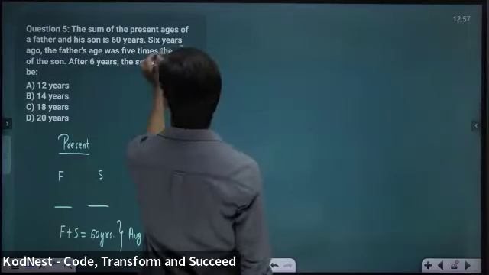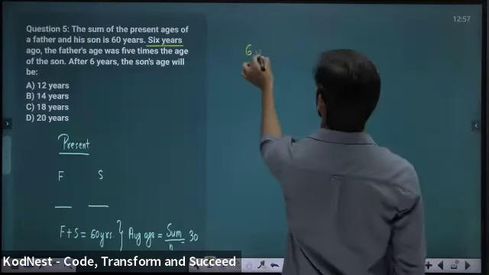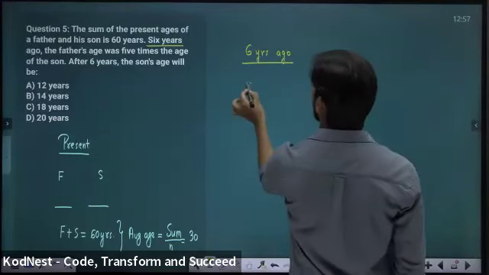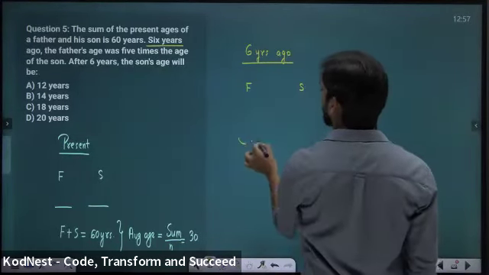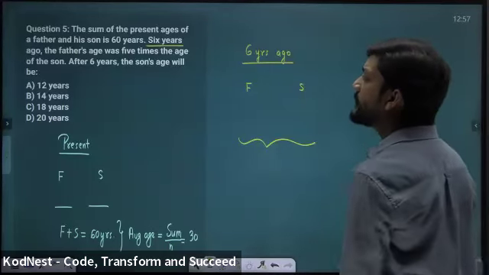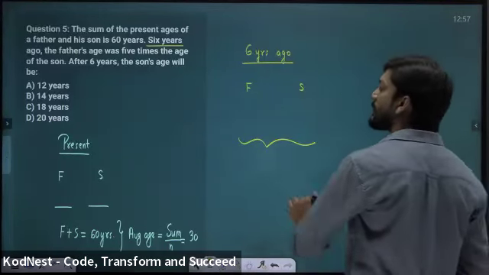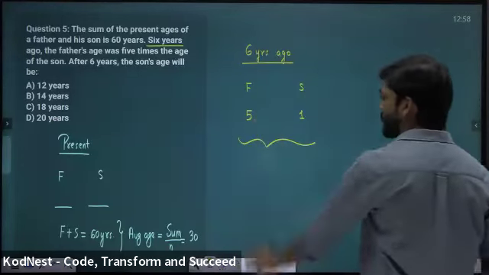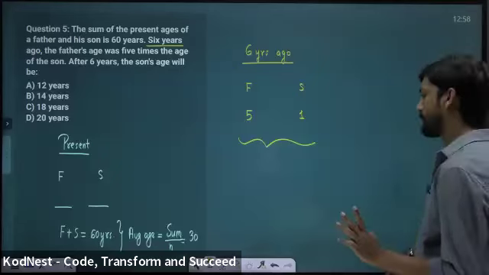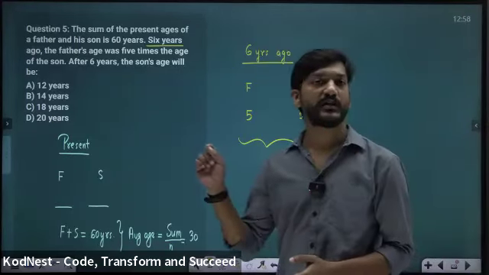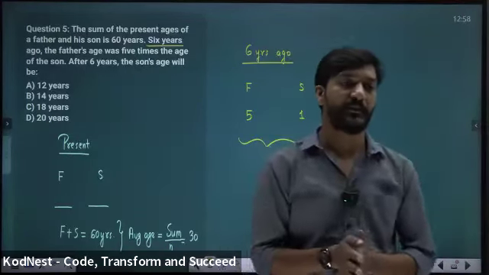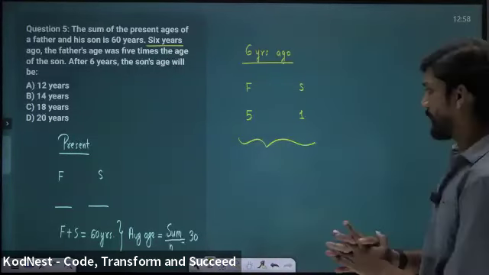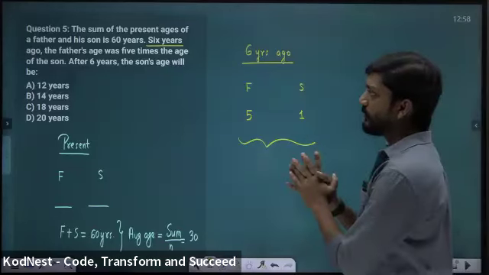6 years ago, father and son. What they have given? Father's age was 5 times the age of the son. If son was 1 year, father was 5 years, yes or not? Carefully answer. I know it is wrong, but does it satisfy the language? Father was 5 times the age of the son. Yes?